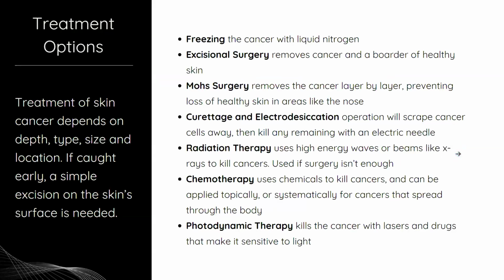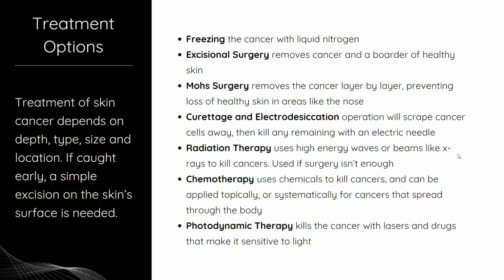So if you don't catch this quickly enough and you need to get it treated, there are plenty of treatment options. However, it all depends on the depth of the cancer, the type, the size, and location. So we have a couple treatments over here. The first being freezing. A doctor can freeze off the cancer with liquid nitrogen, or you can opt for excisional surgery, where a doctor will remove the cancer along with a border of healthy skin by cutting it off.